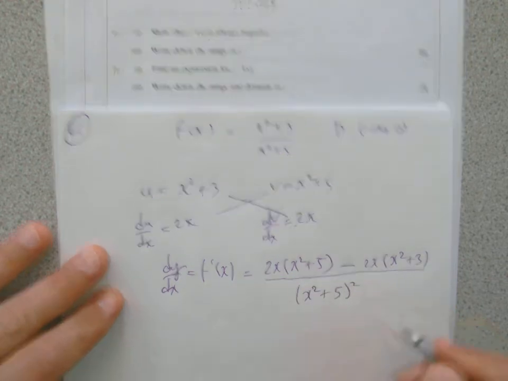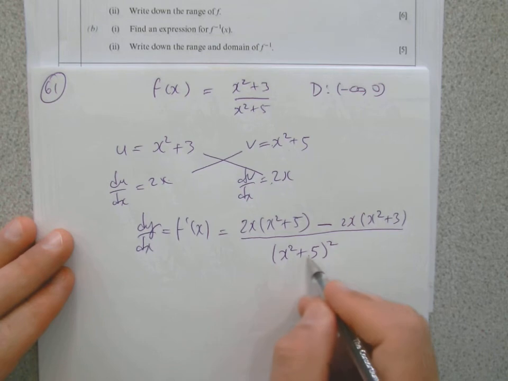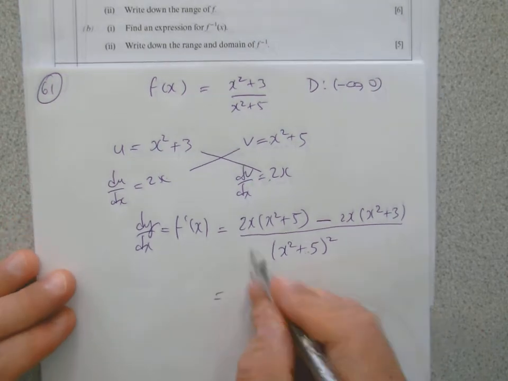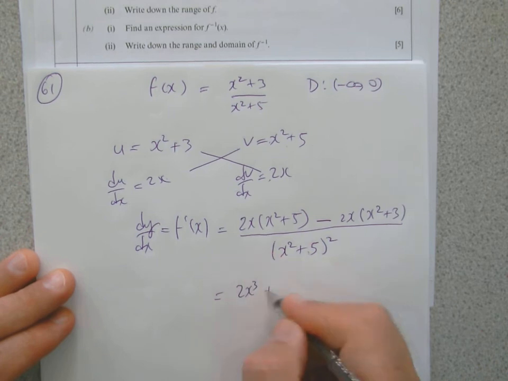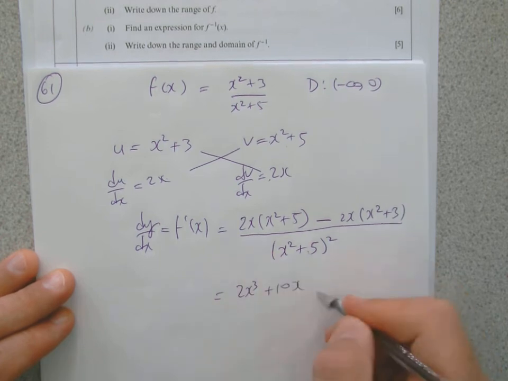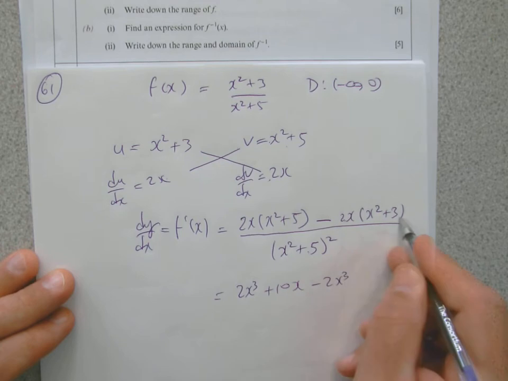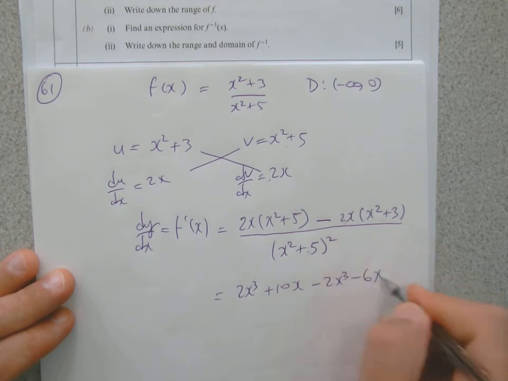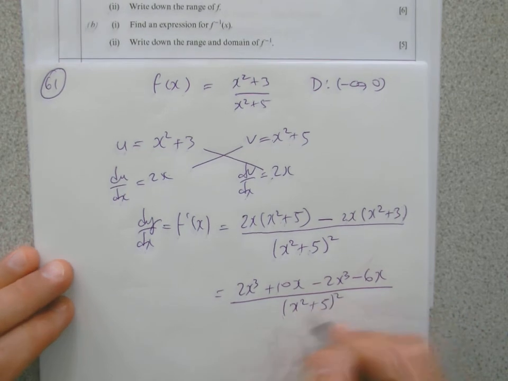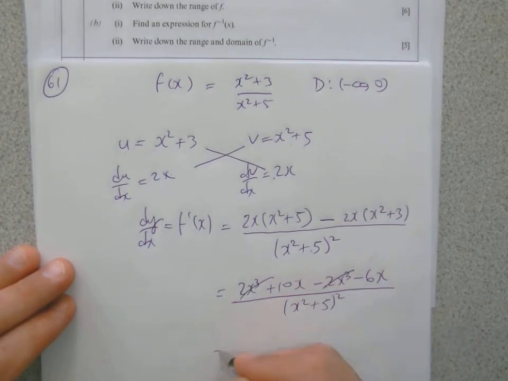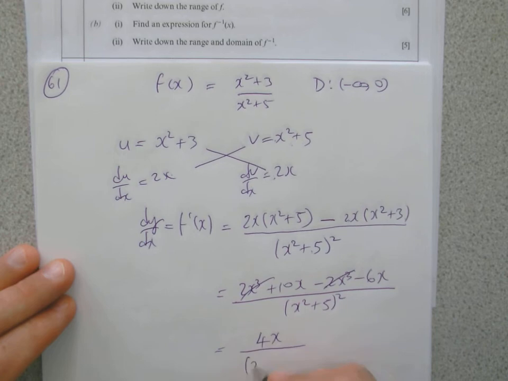So then what you've got to do is leave the bottom as it is, because that's as simple as it can get. The top can be multiplied out though. Multiply that bracket, so 2x cubed plus 10x. Do this bracket, minus 2x cubed, 2x times 0, minus 2x times 2 is minus 6x, all over the bottom. Leave the bottom as I said. They will cancel, so you get 4x over (x squared plus 5) all squared. So that's your f dash of x.